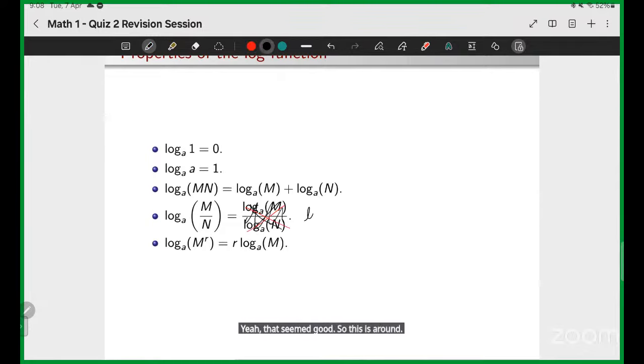It is minus log a, and everything else is fine.